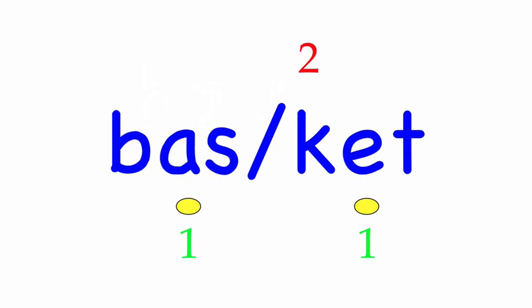District. I live in the northern district. District. First syllable dis, 3 sounds: d, i, s. Trict, 5 sounds: t, r, i, k, t. District. Mark the word.